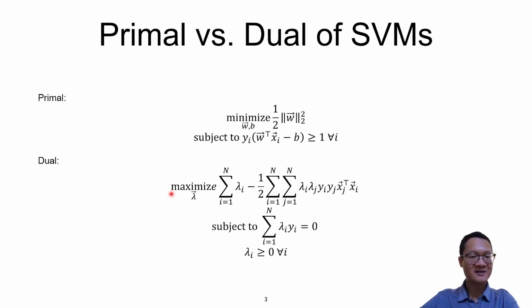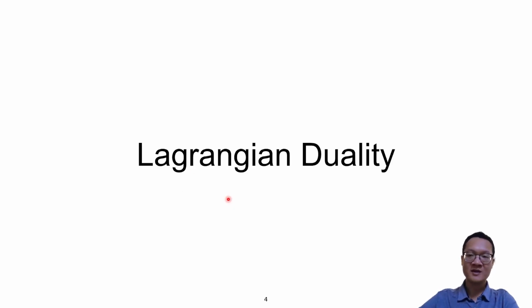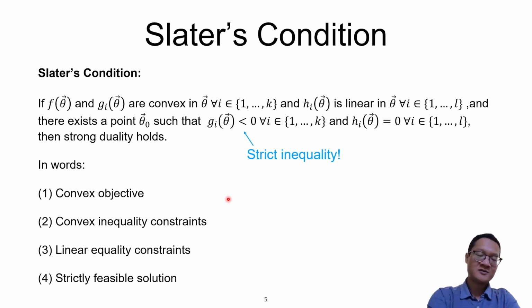So today we're going to show that in the case of SVMs, strong duality holds, meaning that there's actually no difference between the optimal value here and the optimal value here. So we're going to talk about Lagrangian duality. The theory here is very deep, so we're just going to touch on some of the most important aspects. So let's talk about Slater's condition. Slater's condition is a sufficient condition for strong duality to hold.